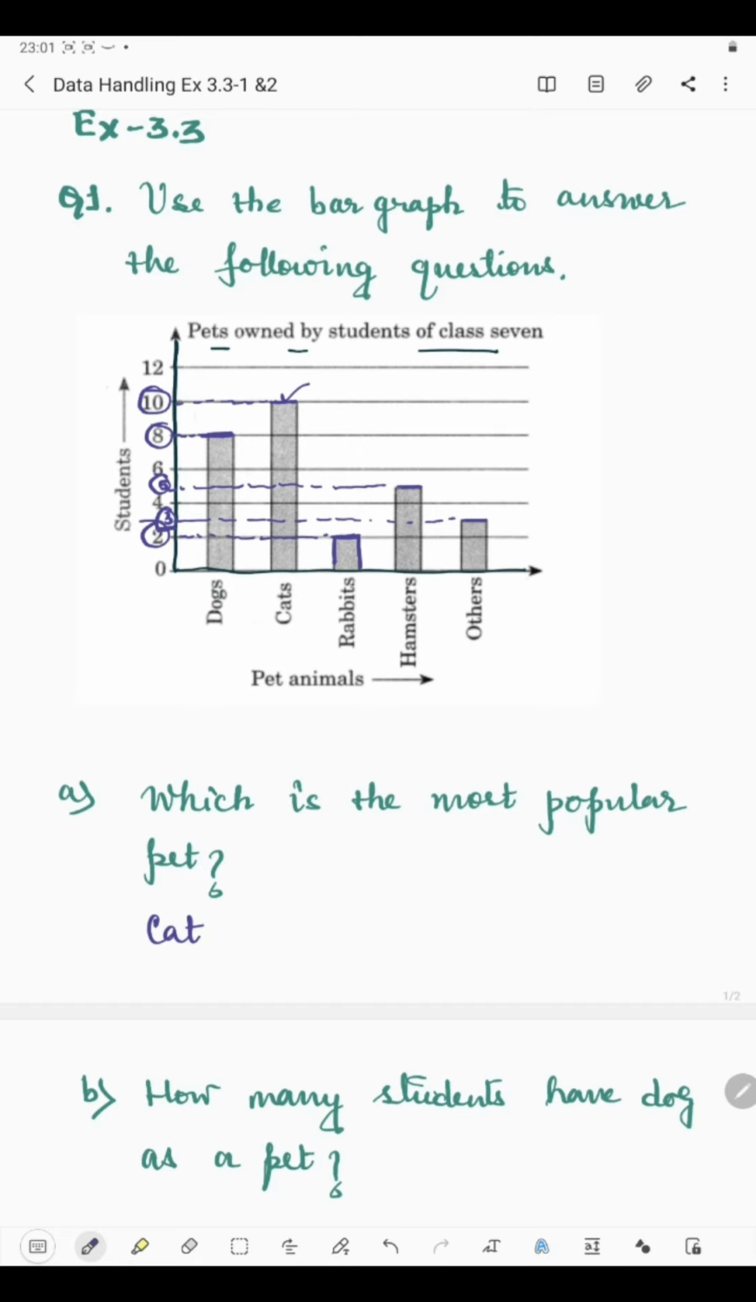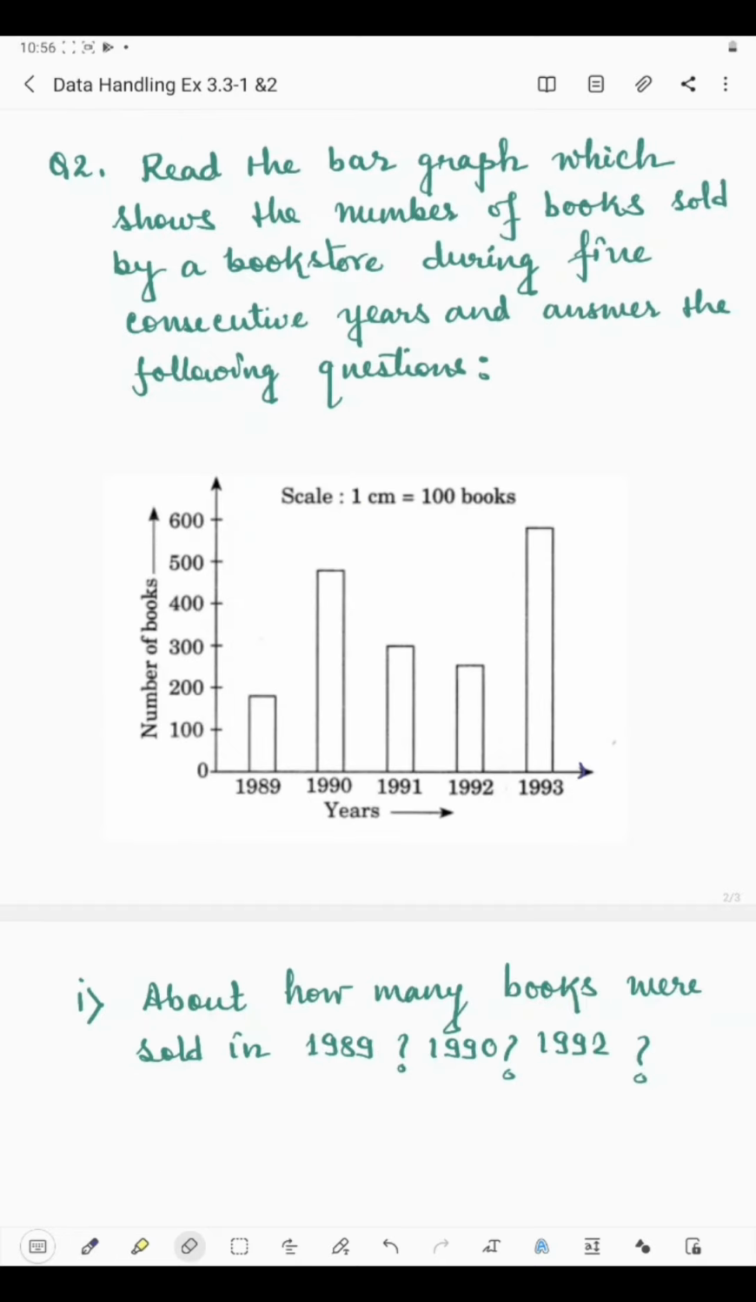Now coming to the next question. Now coming to question number 2. Question number 2 says read the bar graph which shows the number of books sold by a bookstore during 5 consecutive years and answer the following questions. Here we have some questions given, but before solving that, let us first read the bar graph.